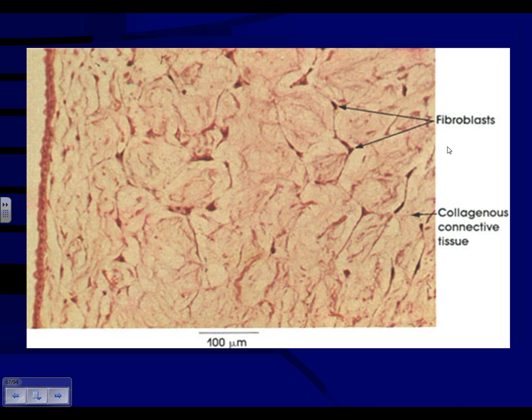This is, again, just an example of loose connective tissue with skinny fibroblasts, pencil-shaped cells, very loose, collagenous, has very few fibers.